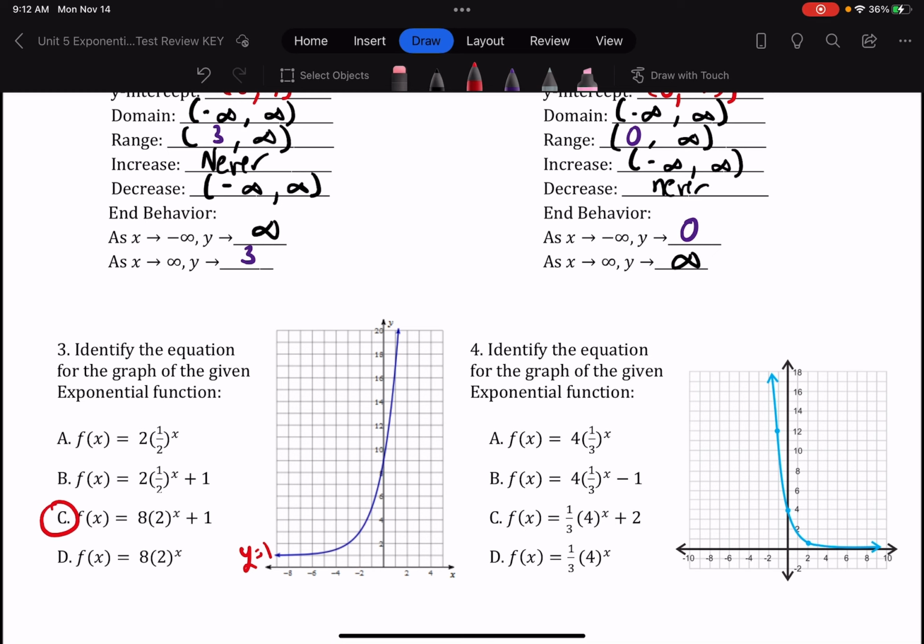For number 4, I'm looking for a horizontal asymptote where y equals 0, so I can automatically eliminate B and C. And this is a decay function, so the correct solution is A for number 4.